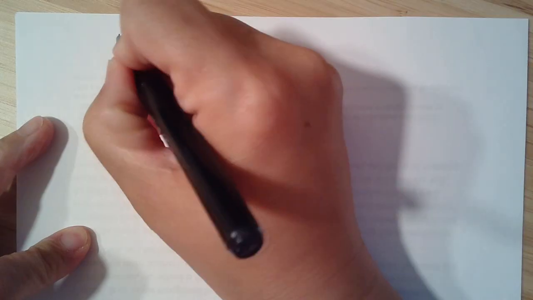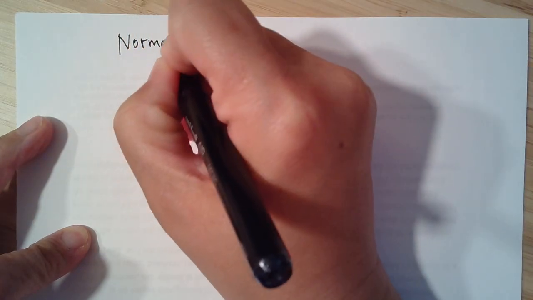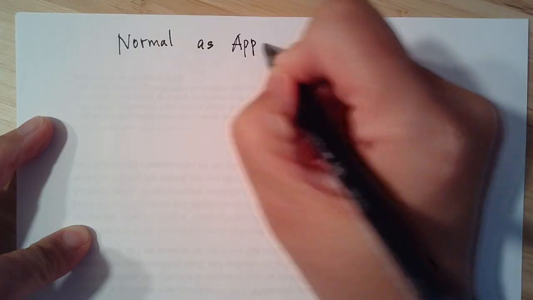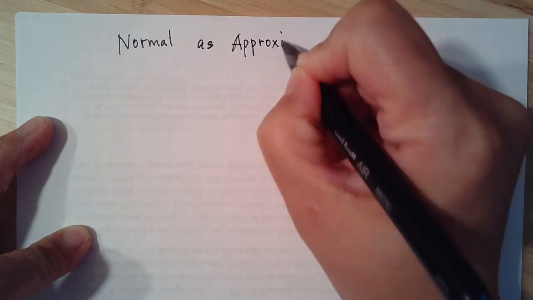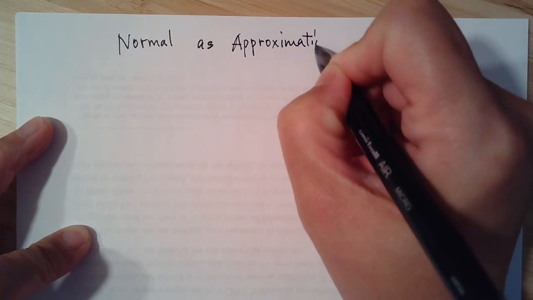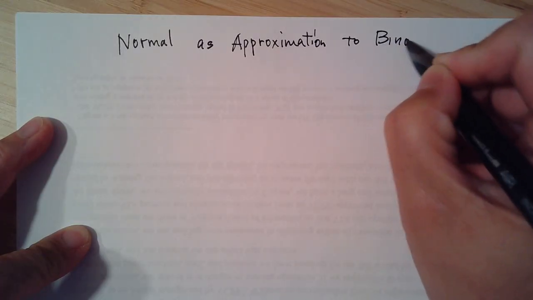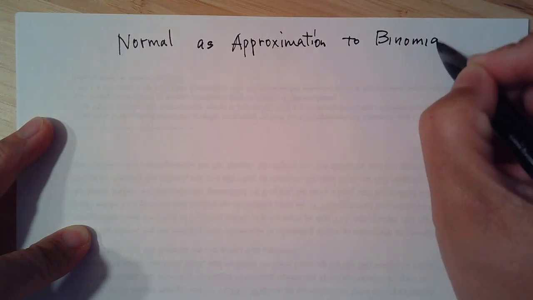Okay, now we're going to learn something called normal as approximation to binomial. We know both of these distributions.